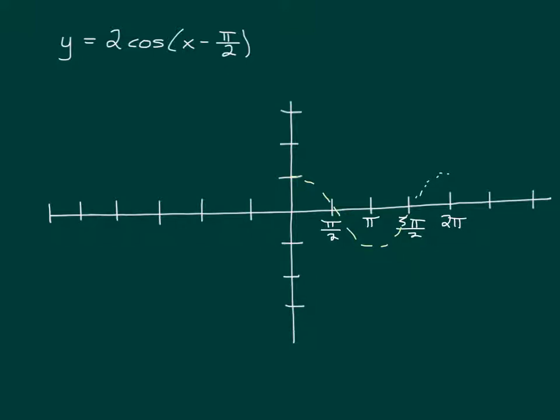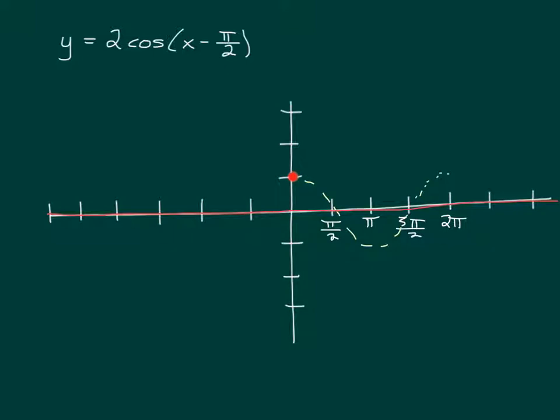My equilibrium for cosine is the x-axis. That equilibrium has not moved because there is not a vertical shift. My amplitude is 2, which means the maximum distance I'm going to get away from this equilibrium is 2. I'm going to get as high as positive 2, as low as negative 2. But cosine, instead of starting here, is going to be shifted to the right pi over 2.